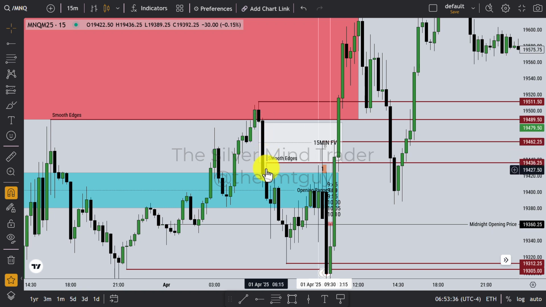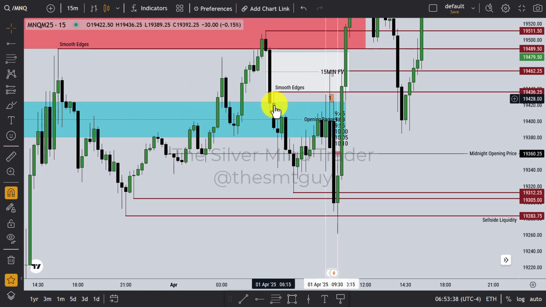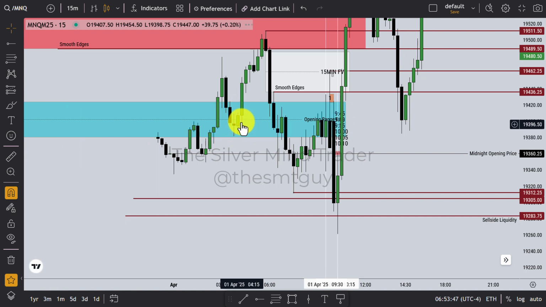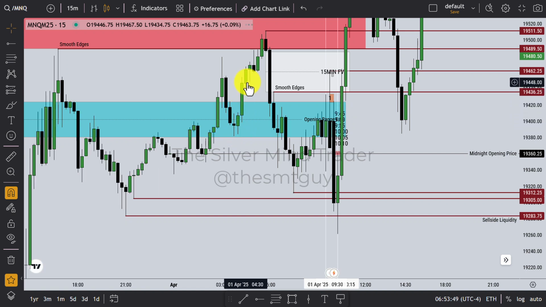Then we have a shift in market structure. There is no down close candle here. There is no swing low here. No swing low. No swing low. Where is it? It's over here. This is your swing low.